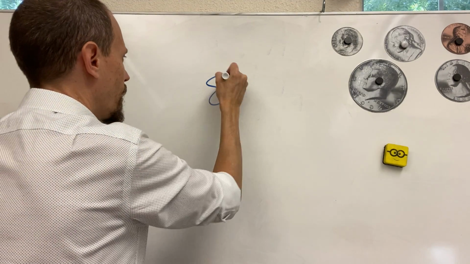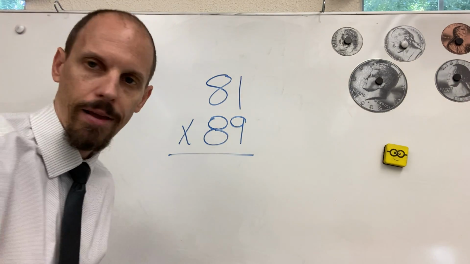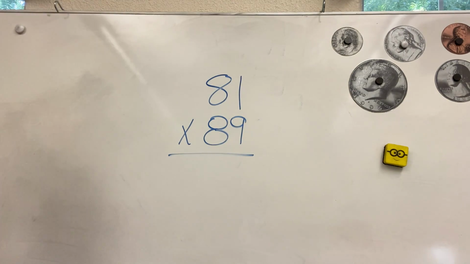So let's write it up here on the board, 81 times 89. How'd you like that I did both of my 8s differently? Okay?